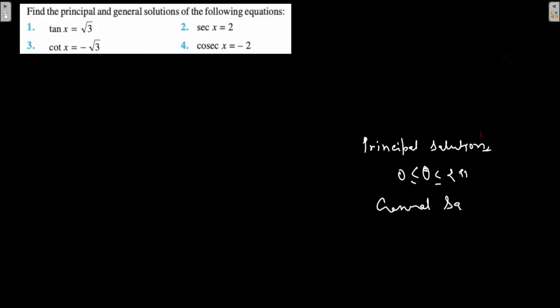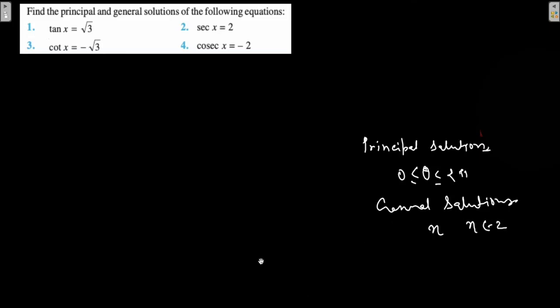First of all, we need to understand 2 or 3 things. When we are asked to give a principal solution, principal solutions are basically all the angles between 0 and 2 pi, so theta or x lies between 0 and 2 pi. And then general solutions will have something in terms of n, where n is an element of Z.